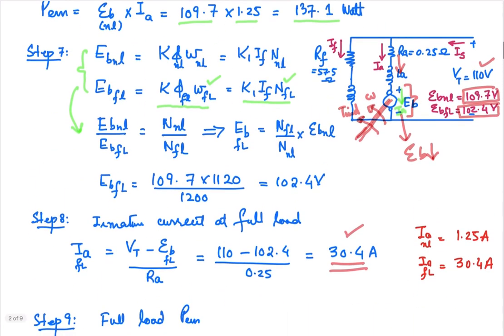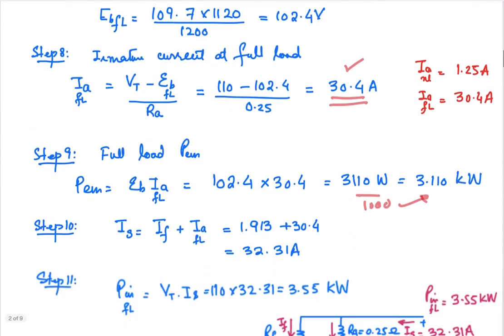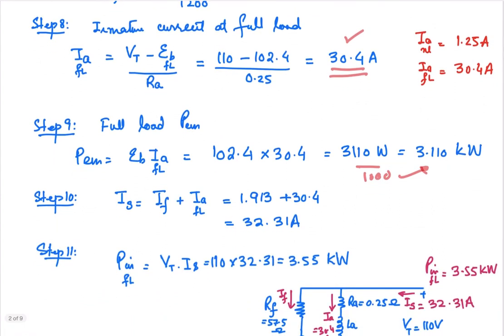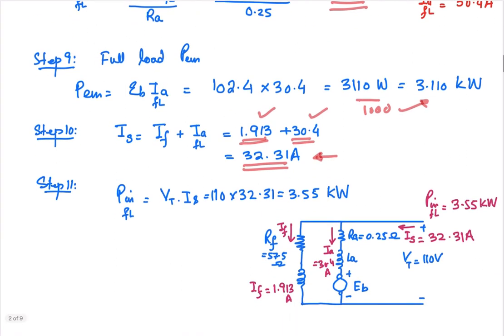Okay, now what will be the new supply current? The field current has not changed, because the field resistance is fixed and the voltage across it is also fixed at 110 volts. So there is no change in the field current. The armature current has changed. The supply current is equal to the field current plus the armature current, so the field current is 1.913 ampere and the new armature current is 30.4. So your new supply current will be 32.31 ampere, drawn from the source, right? So this is the new current.